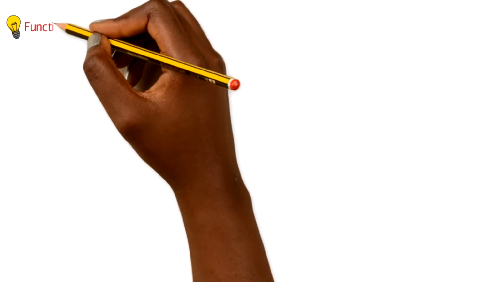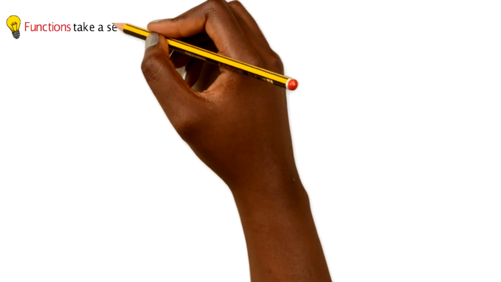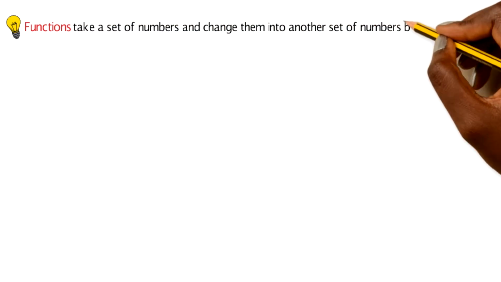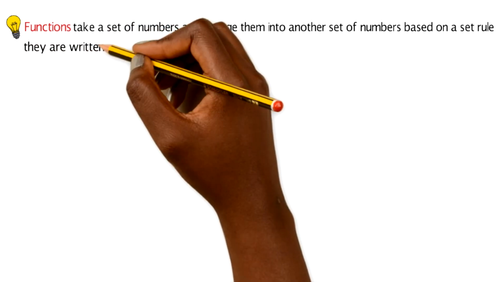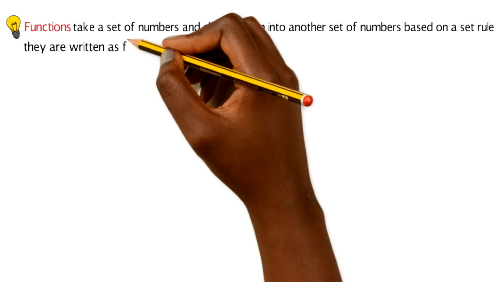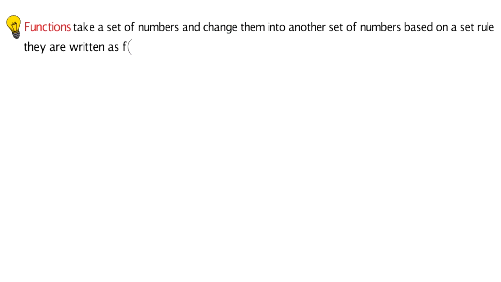So when it comes to functions, they basically take a set of numbers and change them into another set of numbers based on a set rule that they are written as. So they are written as f(x). Okay, so that's how functions are written.